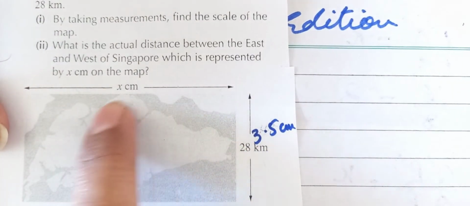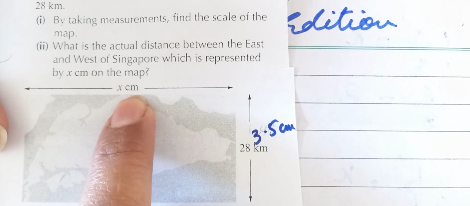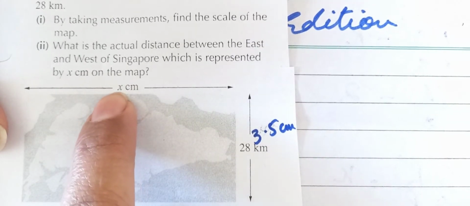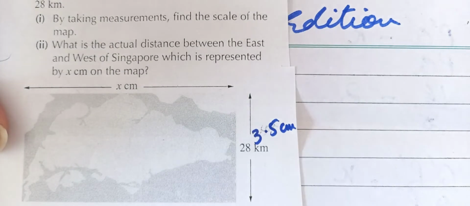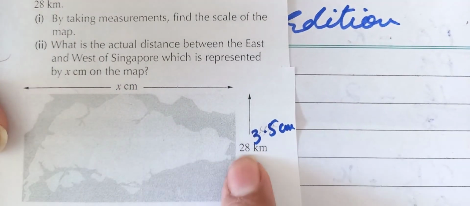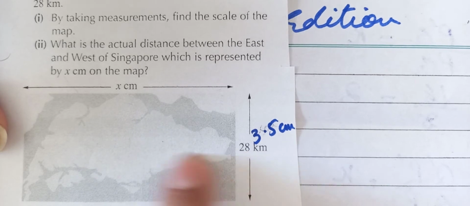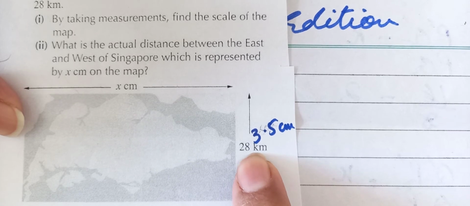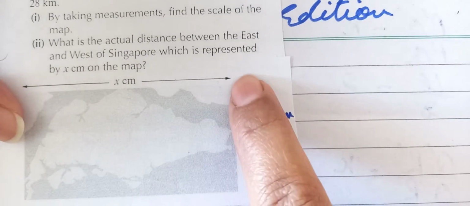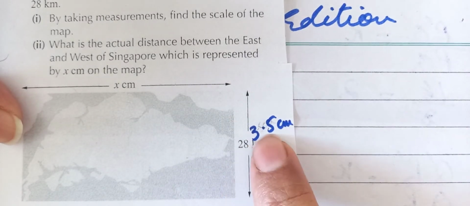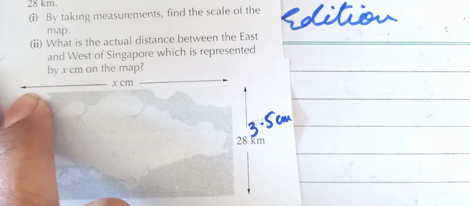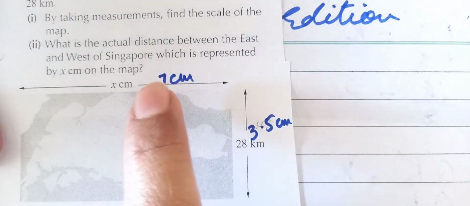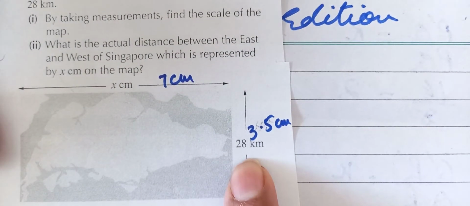Likewise, from east to west, it is x centimeter. I have not taken this side as my reference because x is also unknown, and for this unknown they have not given us 28 kilometers. That's why I'm not using this side. Rather, I'm using this side where they have given the length. I measured it and found out it is 3.5 centimeter, and when I measured it from here to here, it turned out to be 7 centimeter. So I will not use this. I will use this to find out the scale.